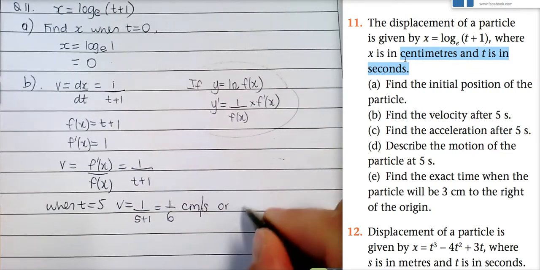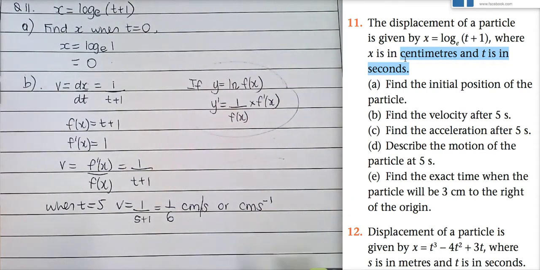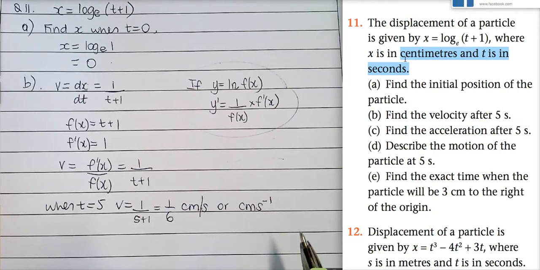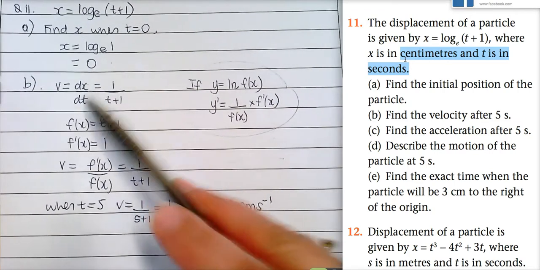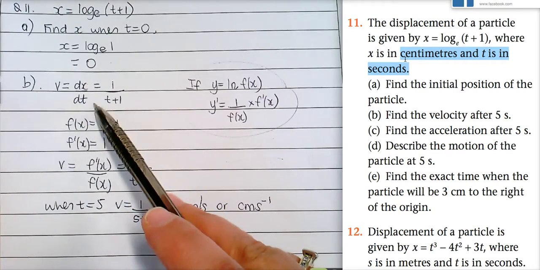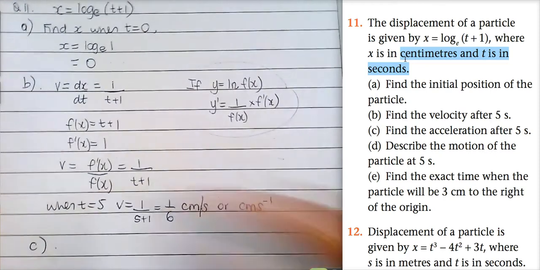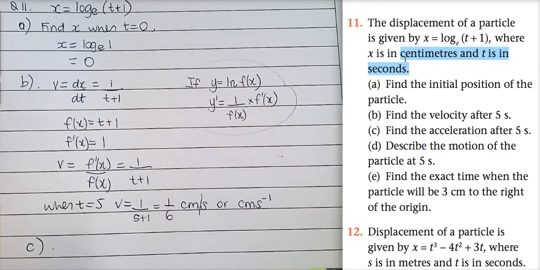Is acceleration to the -2? Yes. So you can write it like that. So are you okay with that now? So dx dt, dx means change in distance, dt means change in time. All right? Part C, acceleration.